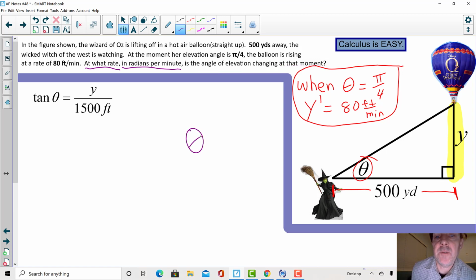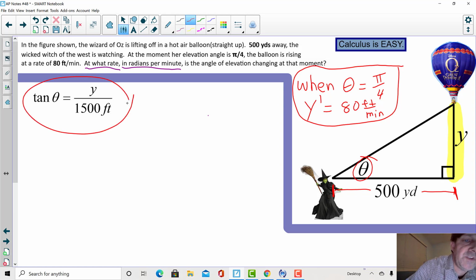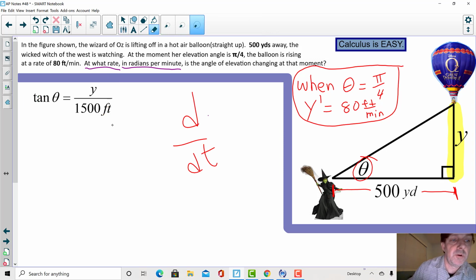So theta is the angle of elevation, but theta prime would be the rate that that angle was changing at that moment. So we're looking for theta prime. Okay, so we have this equation. We can do the derivative. Again, we're doing d dt. Notice none of these things are t, so we're going to have to do the chain rule each time.